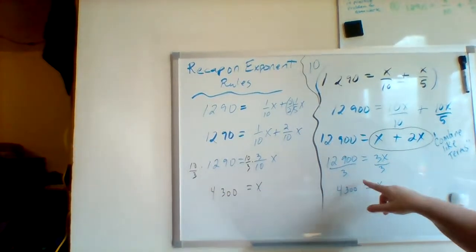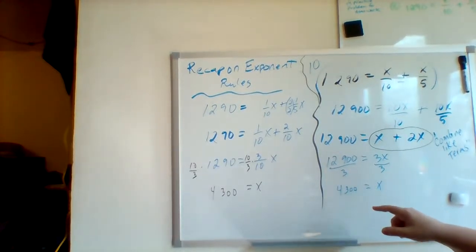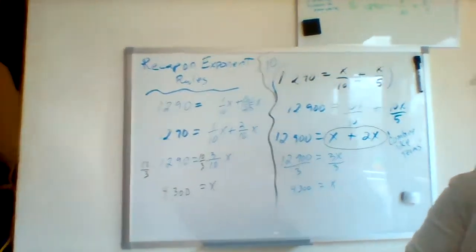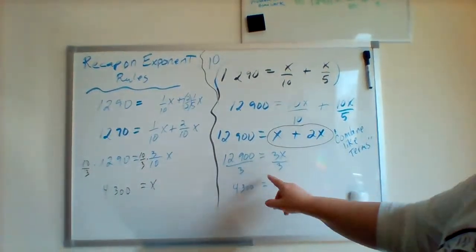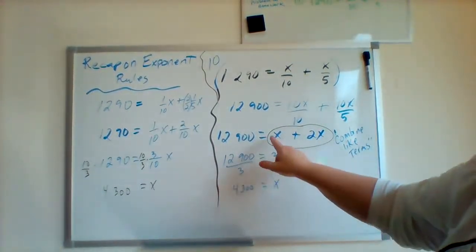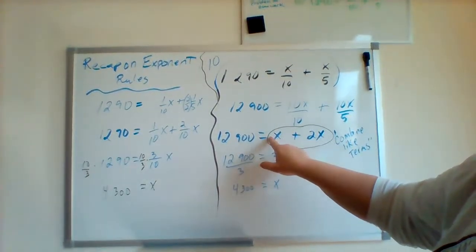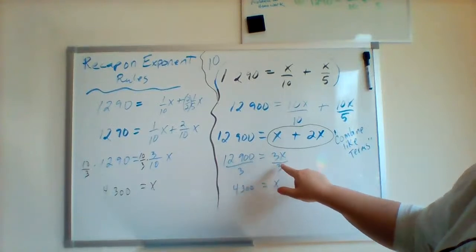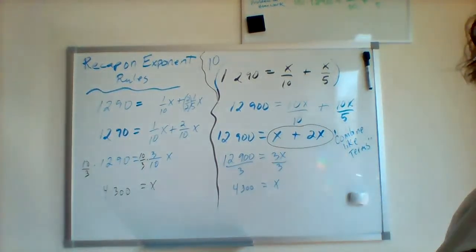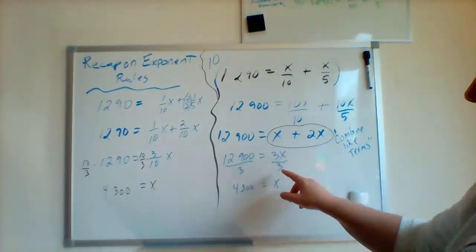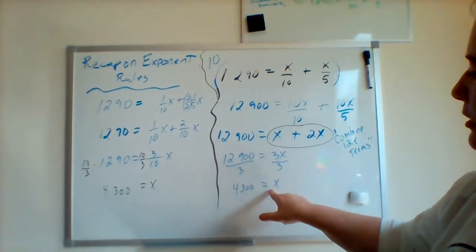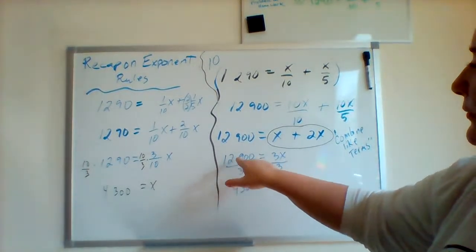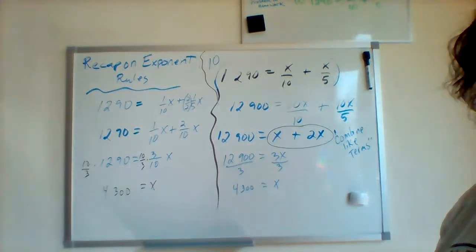Now I'm gonna come back over here because someone is asking, where did I get the 3 from, right? Okay. Where did I get the 3 from? Over here, this is 1. This is 1x and this is 2x. 1 plus 2 is 3. And I have to do the inverse. If I'm trying to find out what x is, I have to do the inverse. So 3 divided by 3 is 1. And 12,900 divided by 3 is 4,300.